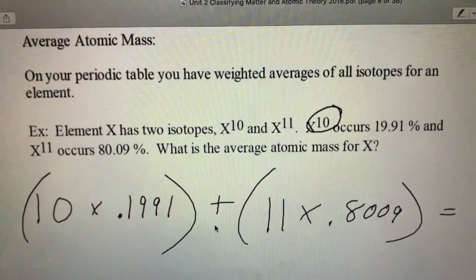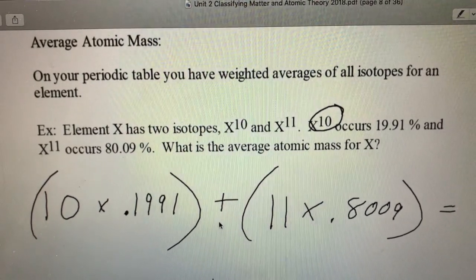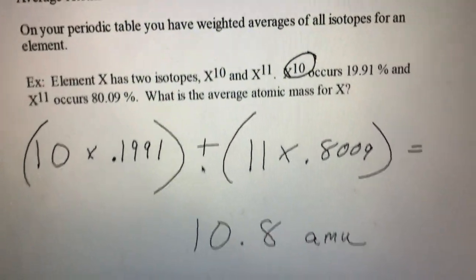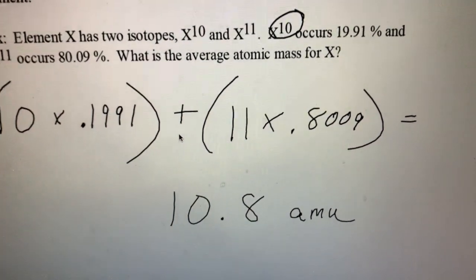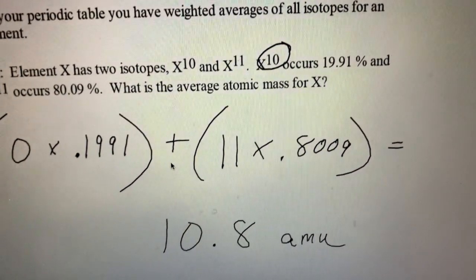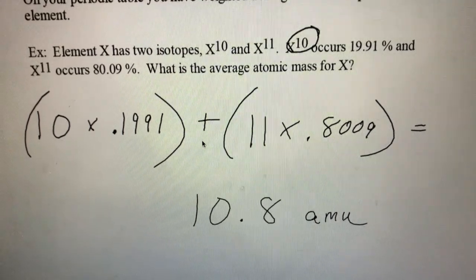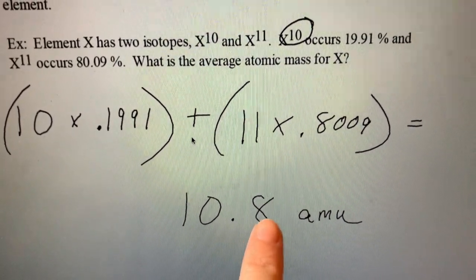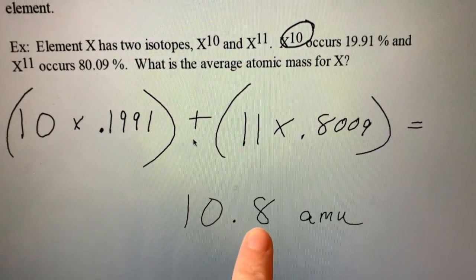You already know your answer should be somewhere between 10 and 11, and it should be closer to 11. So let's take a look at that. And our answer is 10.8 AMUs. I'm not going to be worried about significant figures with this. However, because we're doing weighted averages, you absolutely must have a 10th place.